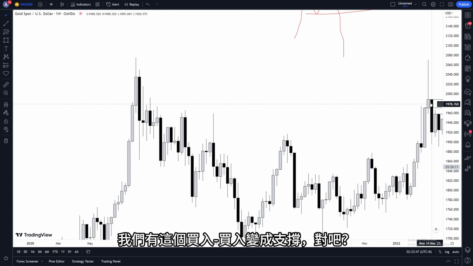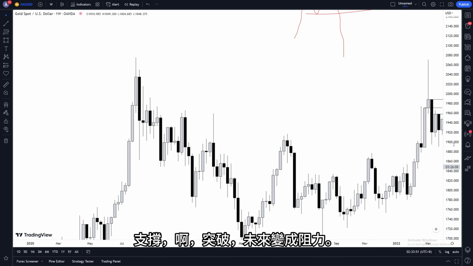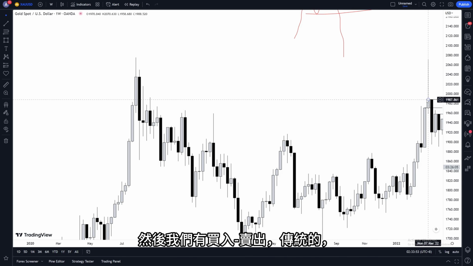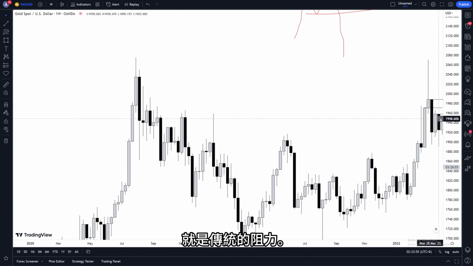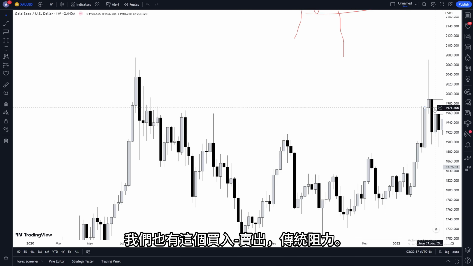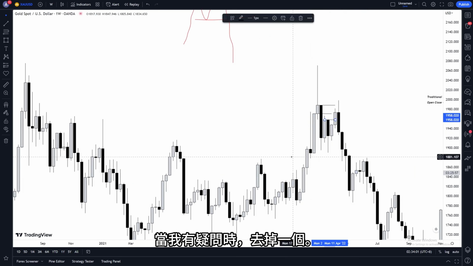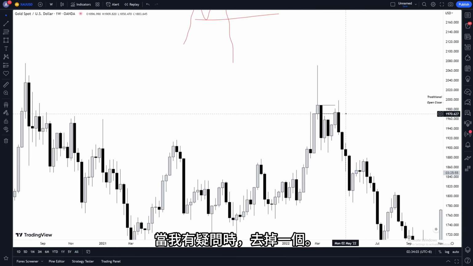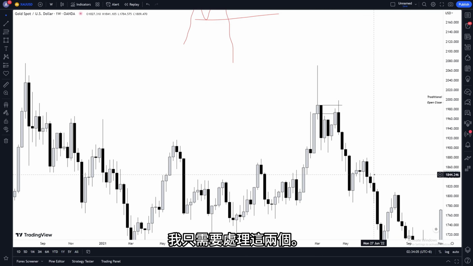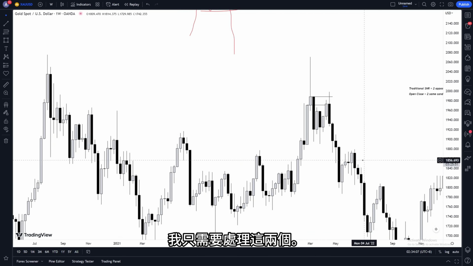We have this buy becomes support. Support breaks, becomes resistance in the future. And then we have the buy sell, just a traditional resistance. And we have this buy sell as well, traditional resistance, same thing like here. Boom. When I'm in doubt, take one out. That's what I say. And I just have these 2 to deal with. This is when you want to reduce your risk.